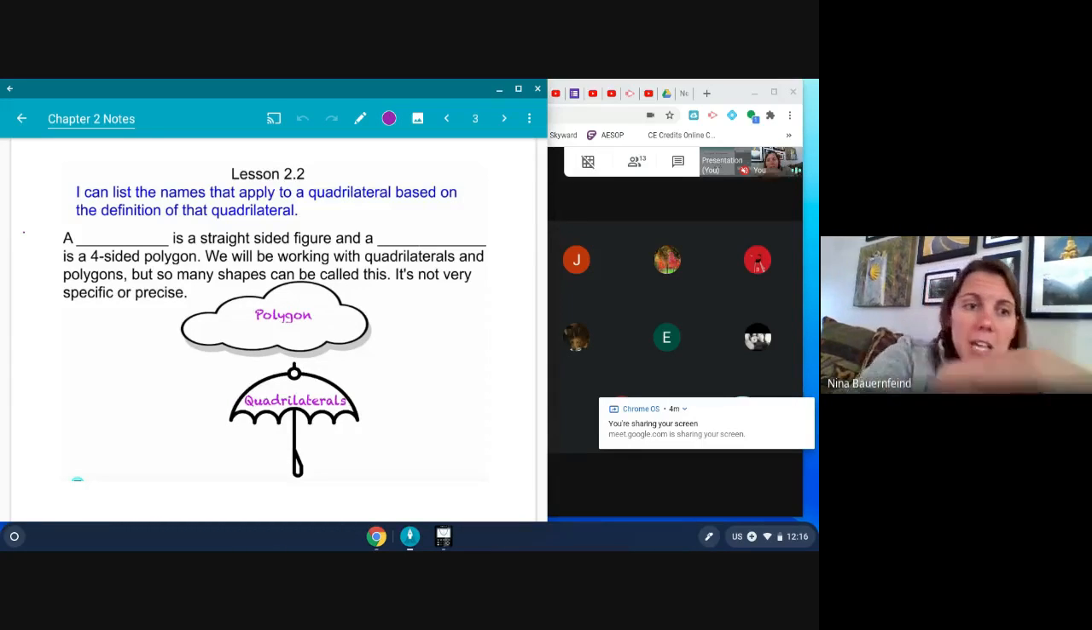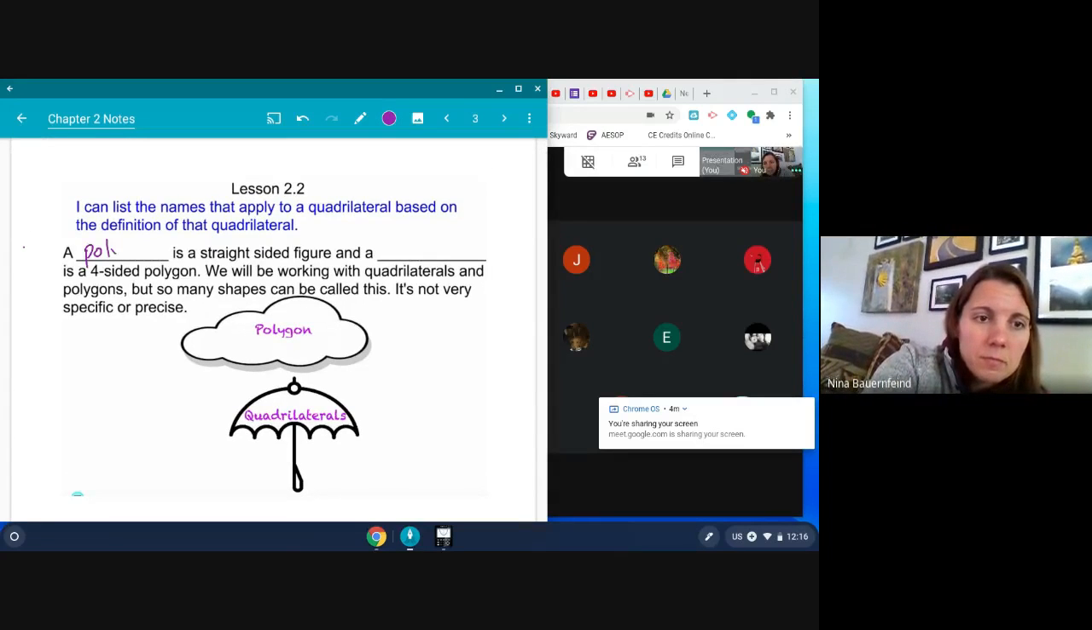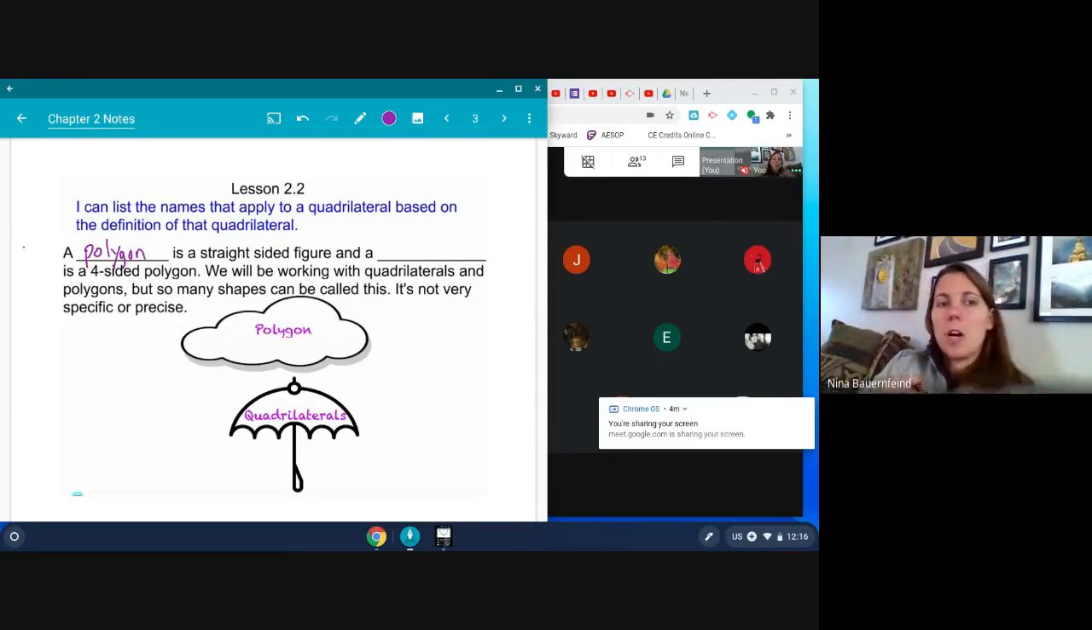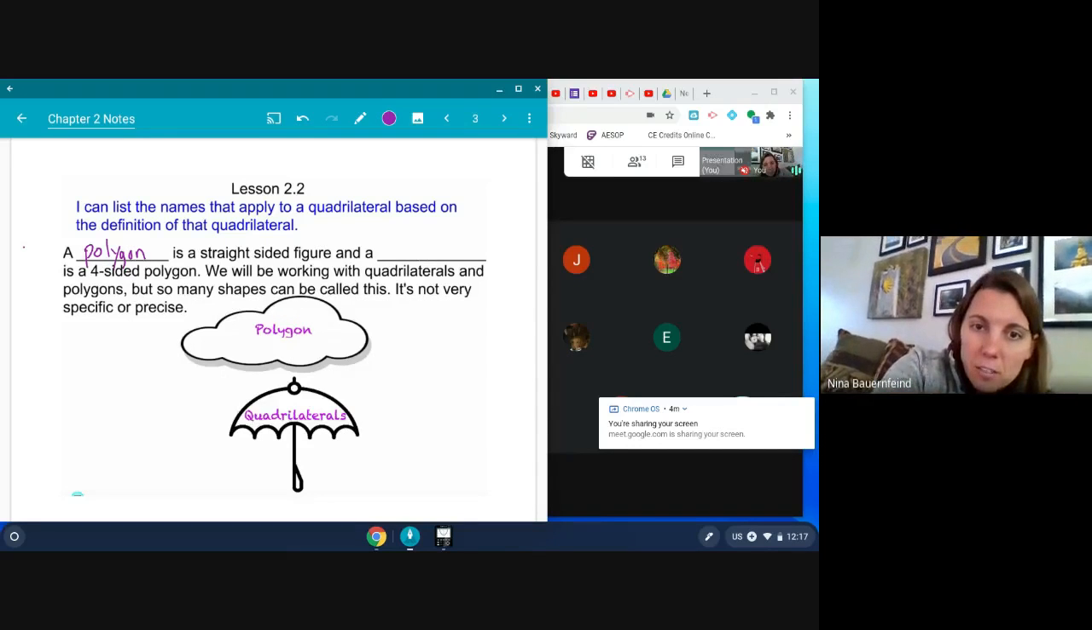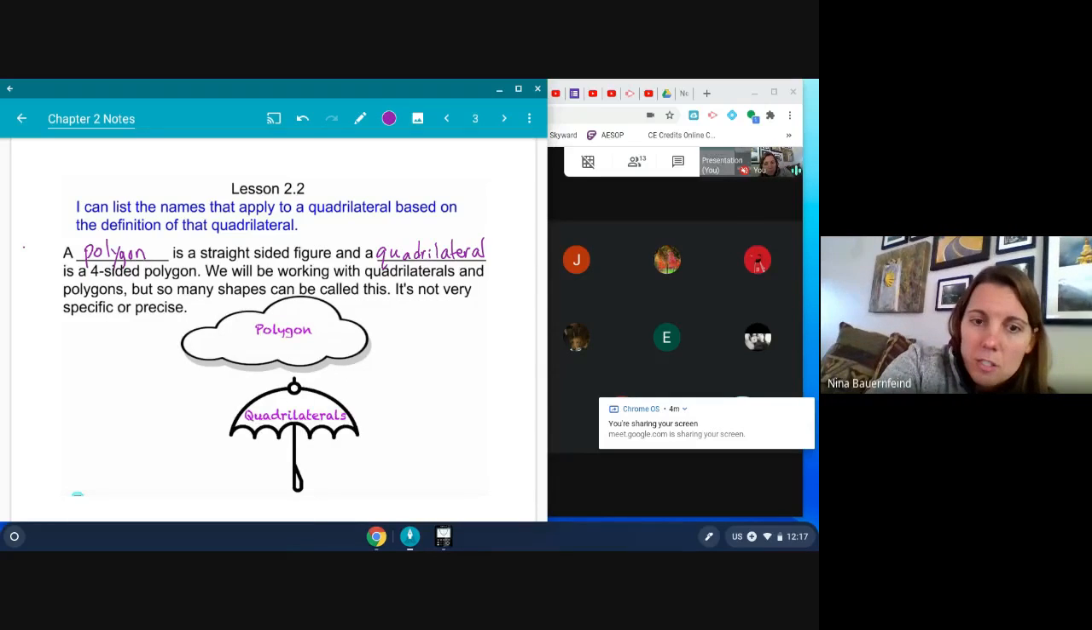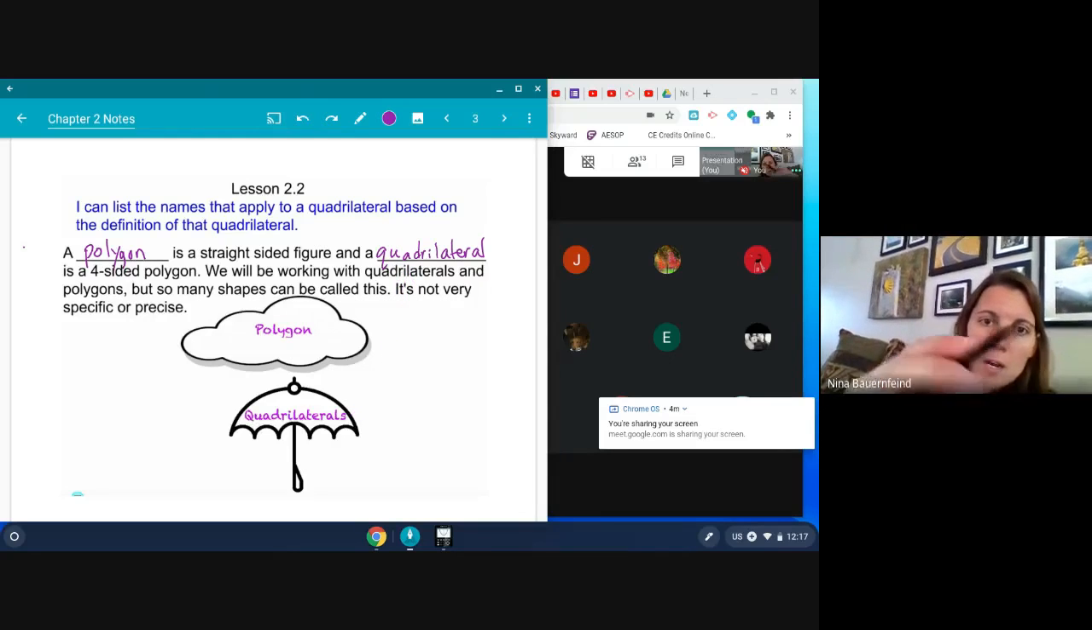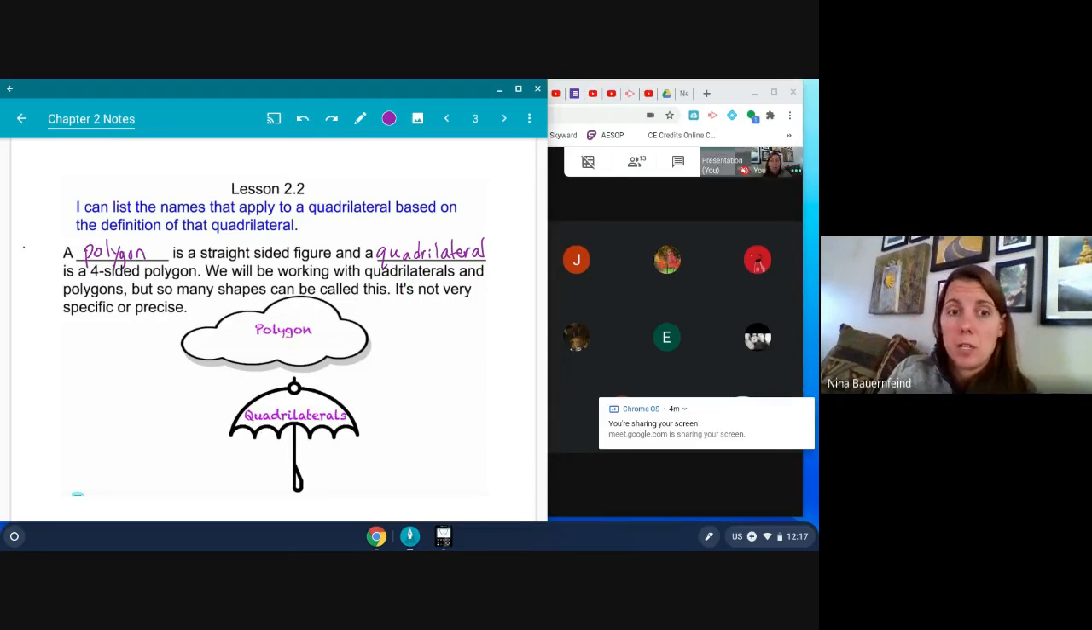So a polygon is a straight-sided figure, and a quadrilateral is a four-sided polygon. We will be working with quadrilaterals and polygons, but so many shapes can be called this. It's not very specific or precise.